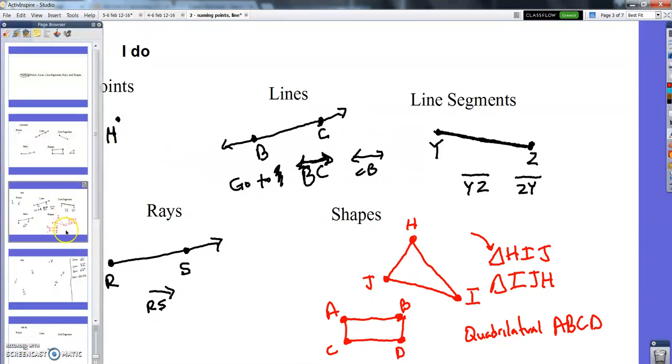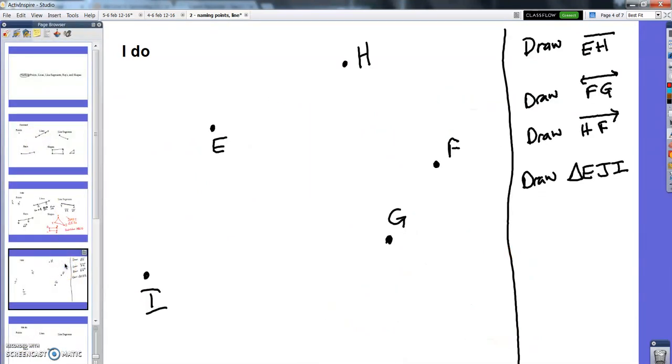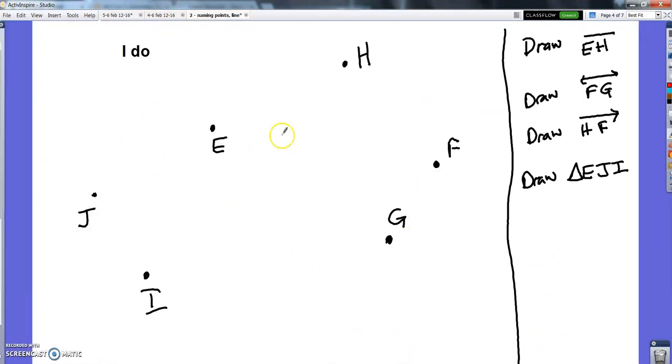Let's do a problem so you can see maybe a question you might be asked. So here I've got some points and some things I'm going to draw. I'm going to change colors often because it'll help. So let's start here. This picture means line segment EH. So I'm going to draw a line segment from E to H. That is line segment EH.